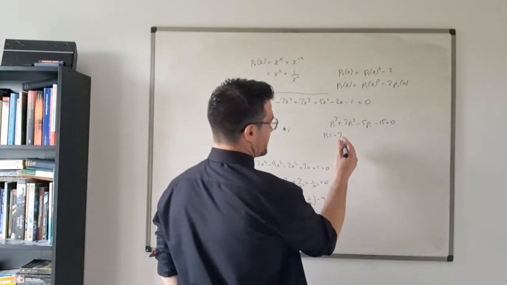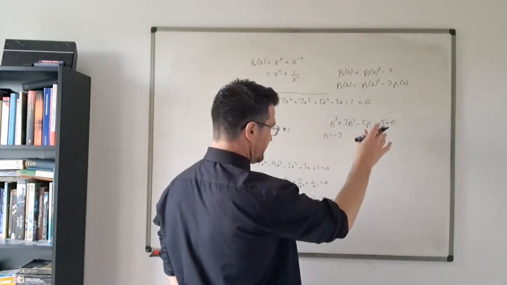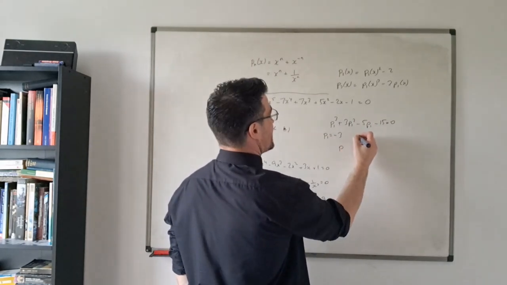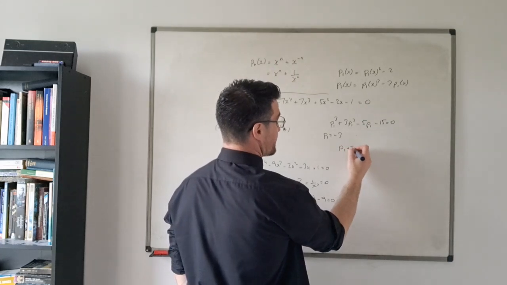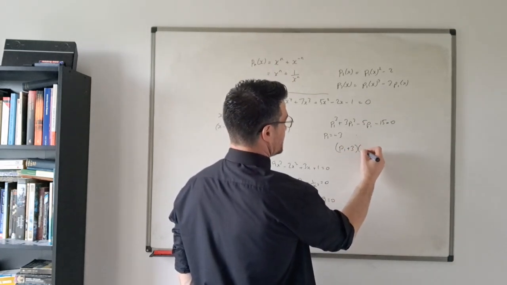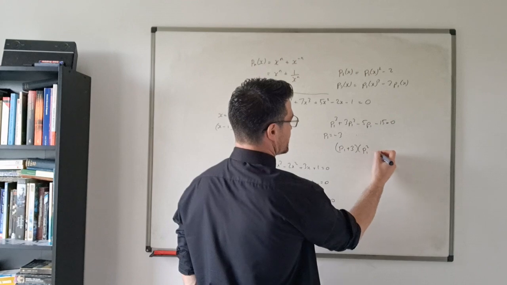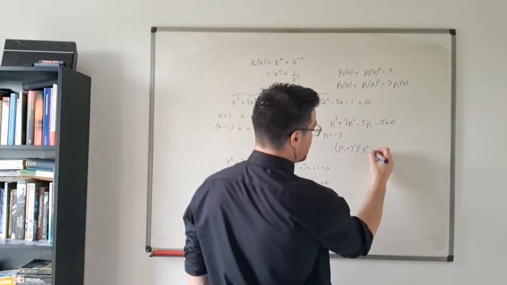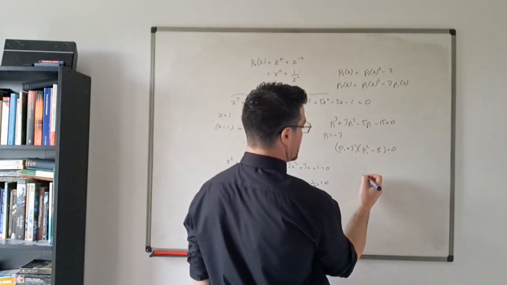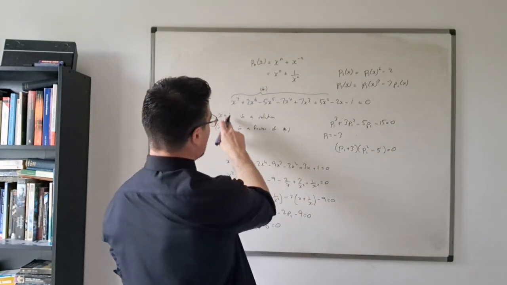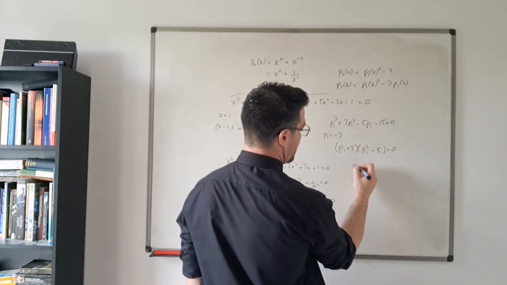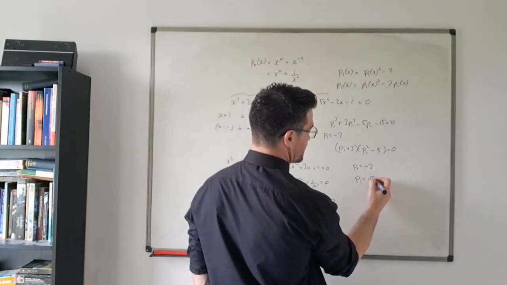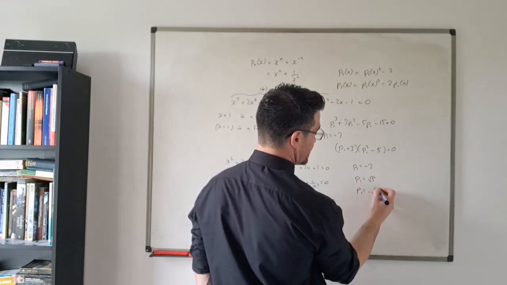So try P1 equals minus 3. That's a factor of this. So, sorry, P1 plus 3 is going to be a factor. So then you get P1 squared minus 5 equals 0. So therefore, we've got P1 equals minus 3, P1 equals the square root of 5 and P1 equals minus the square root of 5.